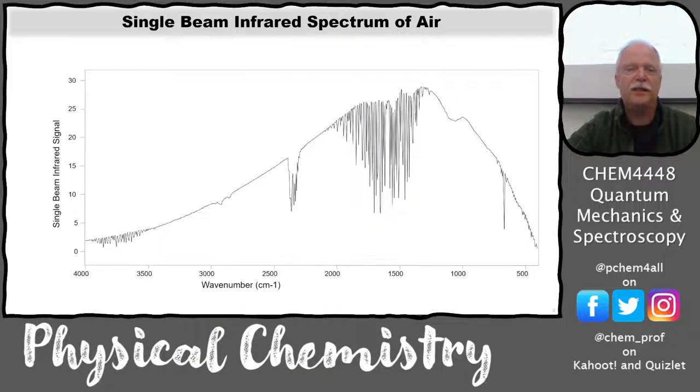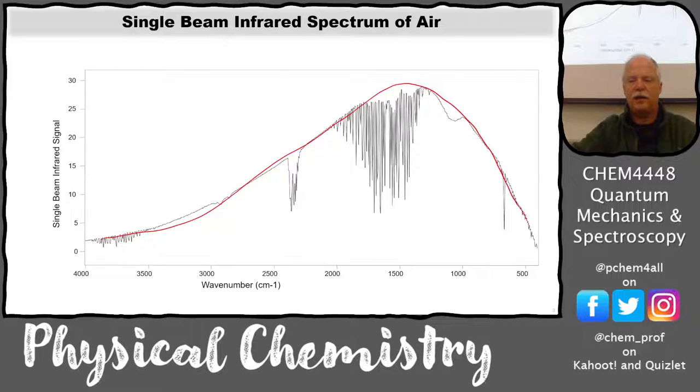So let's look at just a single beam infrared spectrum of air. So we're looking at the emission spectrum of the source. This curve here goes up and down. It looks kind of like the Planck black body radiator, but backwards, and that's just because we're plotting it kind of backwards. So anyway, this is the black body curve for that hot object. But then there are some dips in it.